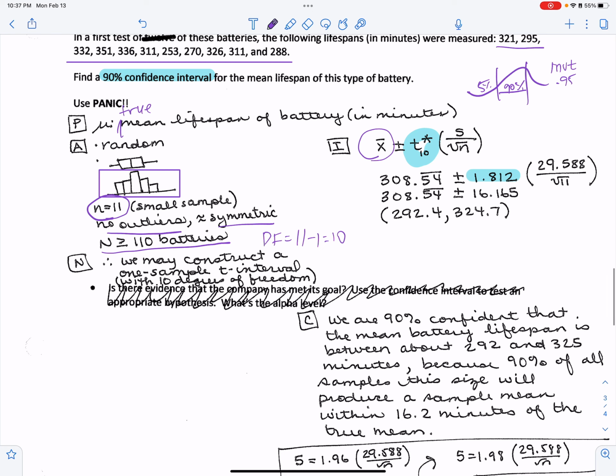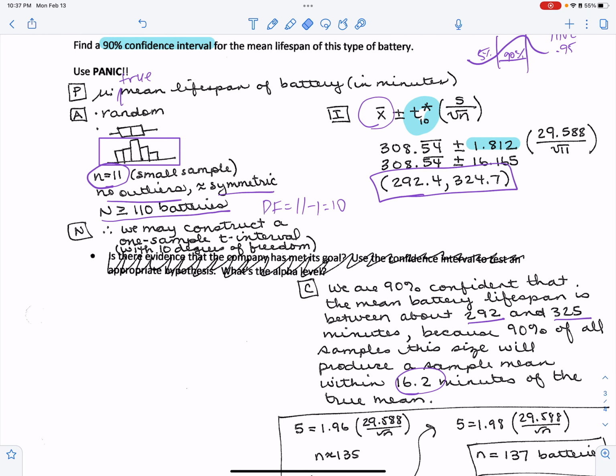Oh, and your conclusion. I apologize. Conclusion. We are 90% confident that the mean battery lifespan is between 292 and 325 minutes. It's right here. We rounded here. You could round if you want. You don't have to, because 90% of the samples will produce a sample mean within 16.2 minutes of the true mean. How'd they get 16.2 minutes, by the way?